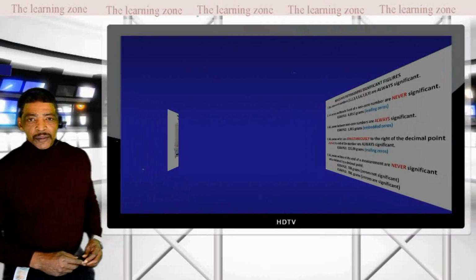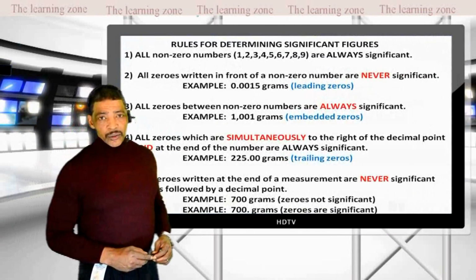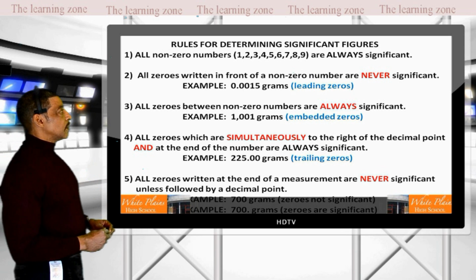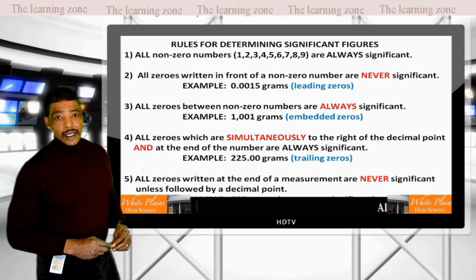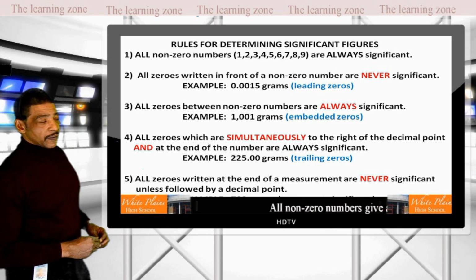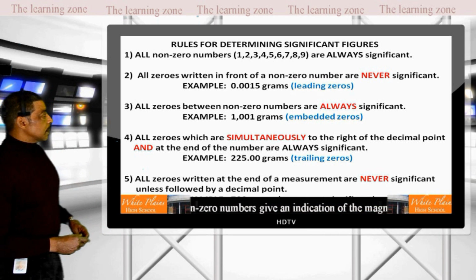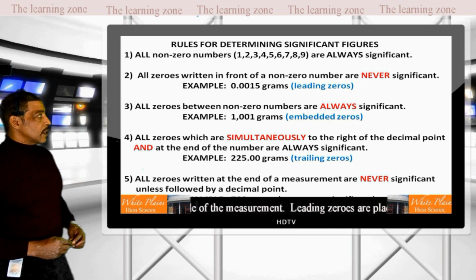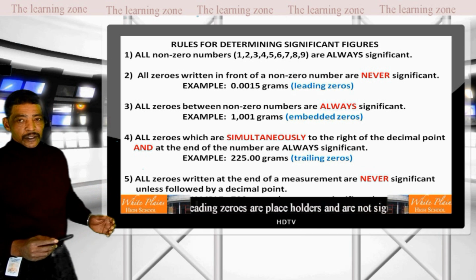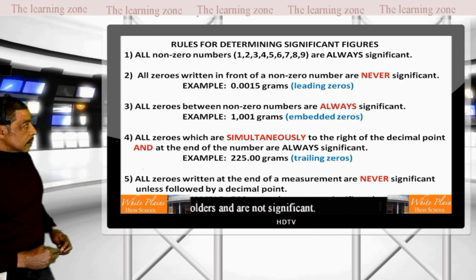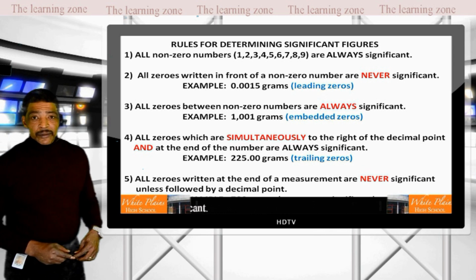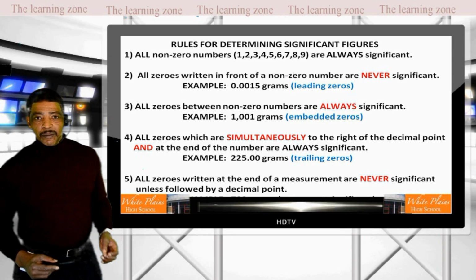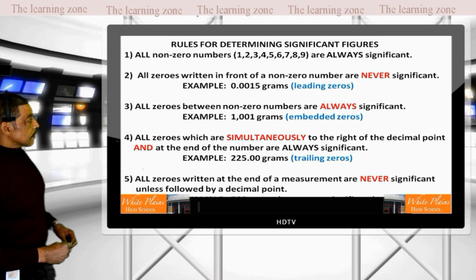The rules for determining significant figures are fairly straightforward. For example, number 1, all non-zero numbers, those are numbers from 1 to 9, are always considered to be significant digits. Number 2, all zeros written in front of non-zero numbers are never significant. For example, 0.0015 grams contains 3 leading zeros. These zeros are not considered to be significant digits.